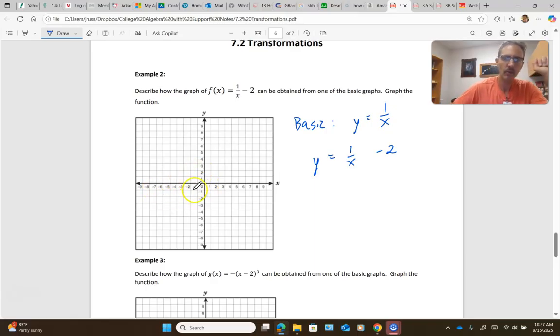So the graph of 1 over x, I'm just going to roughly sketch it in here. You remember, it has this shape. It has this shape because of that domain restriction, right? 0 is not in the domain of this function.